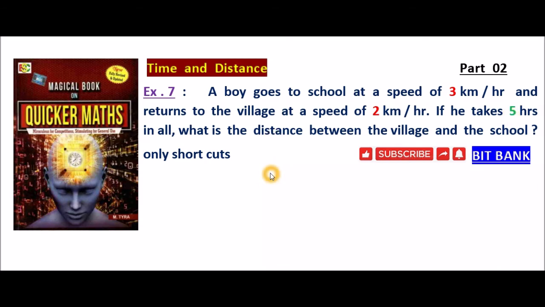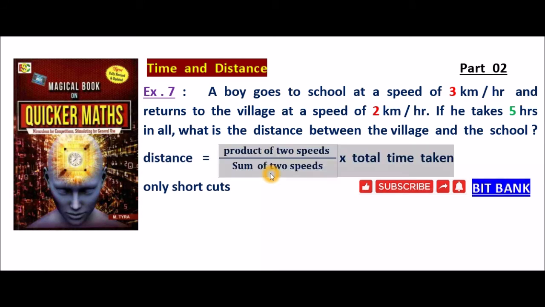So the required distance is equal to the product of two speeds divided by the sum of two speeds, into the total time taken. Okay, now you are getting a doubt. In the previous examples, we have taken the difference of two speeds and the difference of the time arrival. But in this example 7, we are taking the total and the sum. Why?